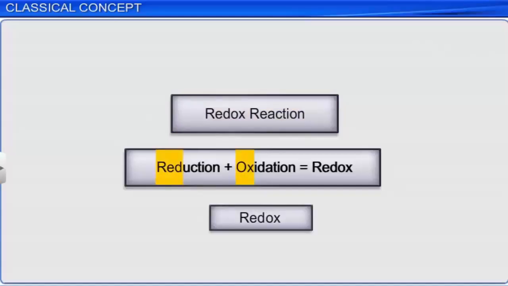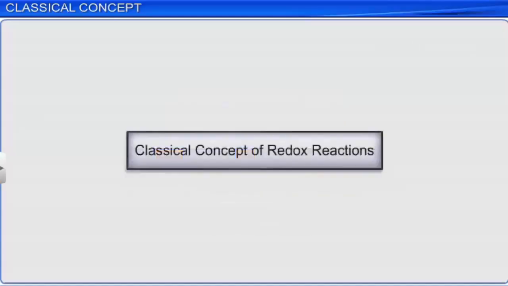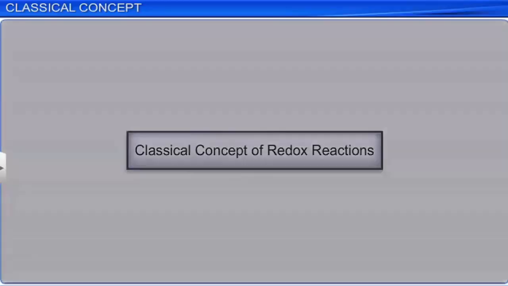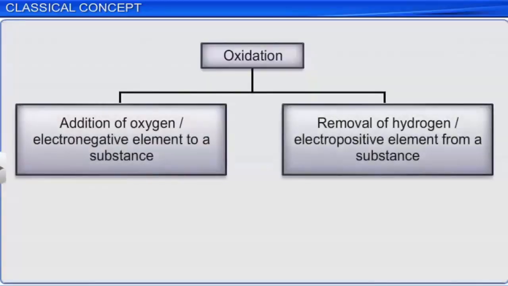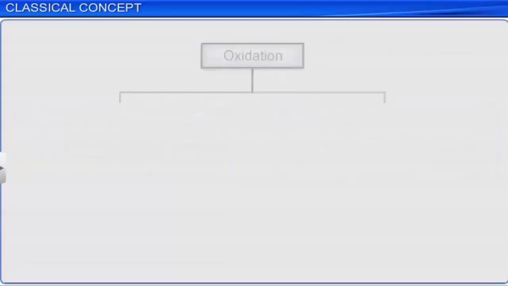In the earlier days, scientists came up with the classical concept of redox reactions. According to it, oxidation is defined as addition of oxygen or an electronegative element to a substance, or removal of hydrogen or an electropositive element from a substance. Reduction is the opposite of oxidation.